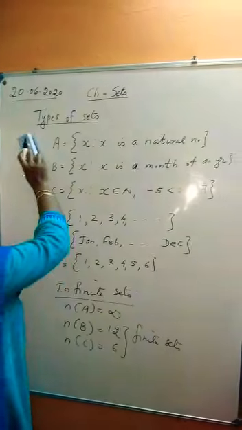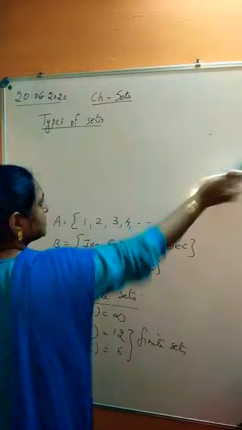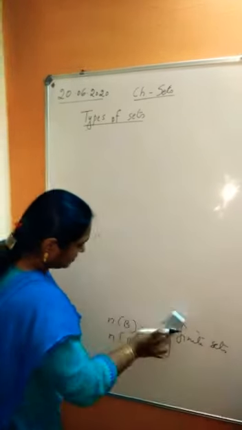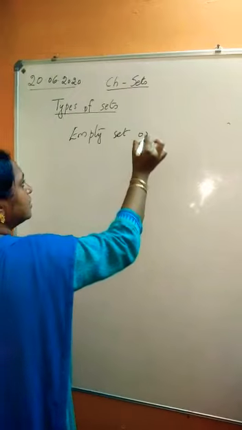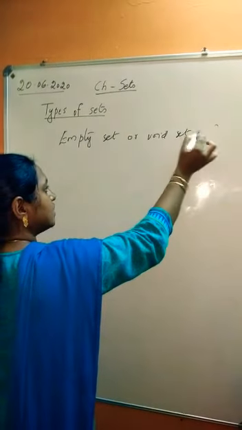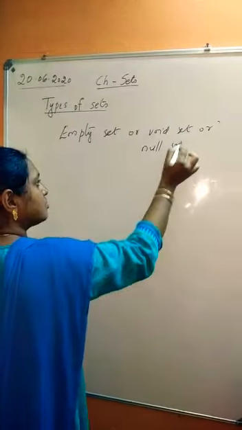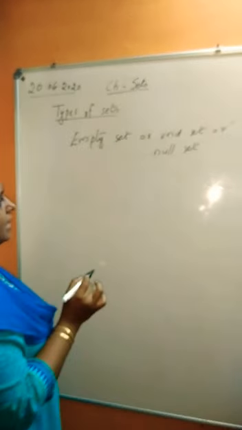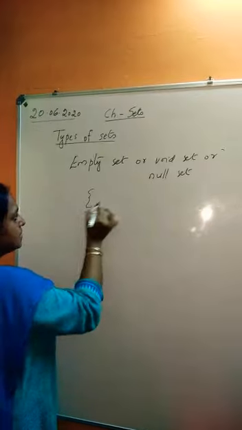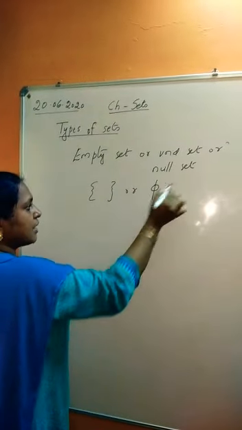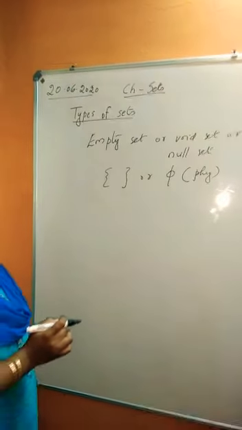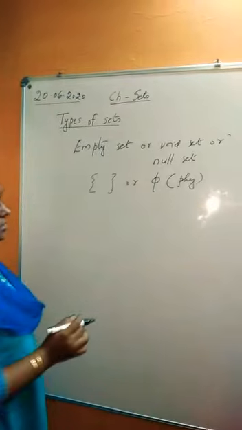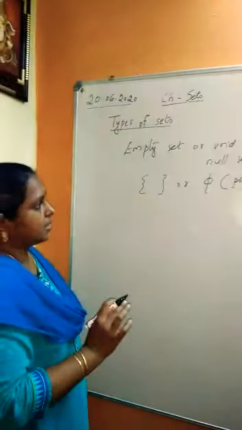Now there is another classification, again based on the number of elements. Suppose a set has no element, then such a set is known as an empty set or void set or null set. A null set or void set or empty set means there will not be any element in the set. It is denoted simply by braces or the letter phi, which is also a Greek letter. This letter is used for denoting the empty set.